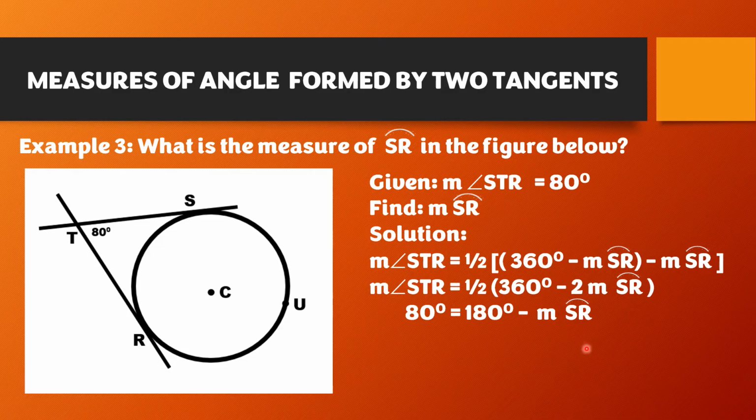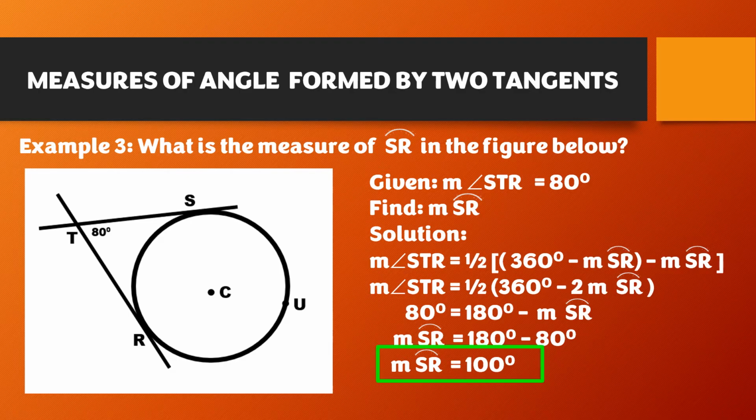Next, we're going to apply the addition property of equality. So we're going to add negative 80 to both sides of the equation and positive arc SR. And we have the measure of arc SR is equal to 180 degrees minus 80 degrees. And then simplify, 180 degrees minus 80 degrees is equal to 100 degrees. So the measure of arc SR is equal to 100 degrees.